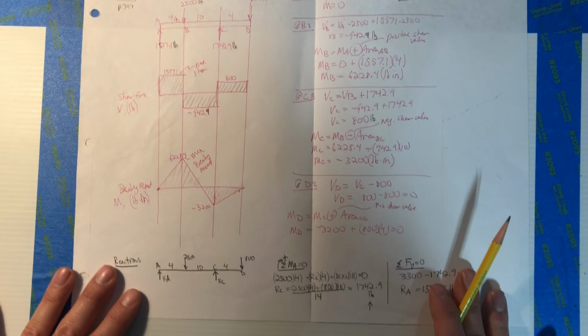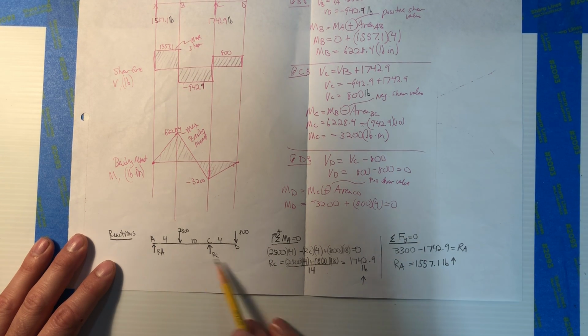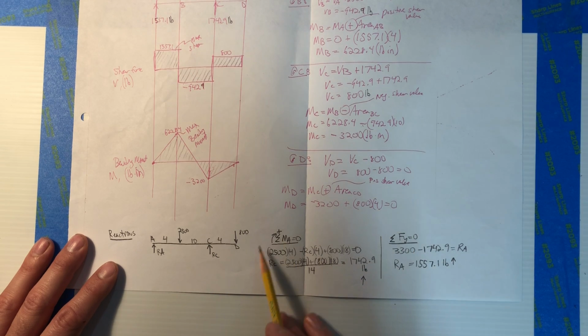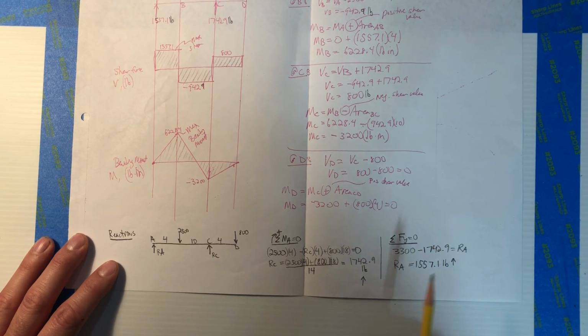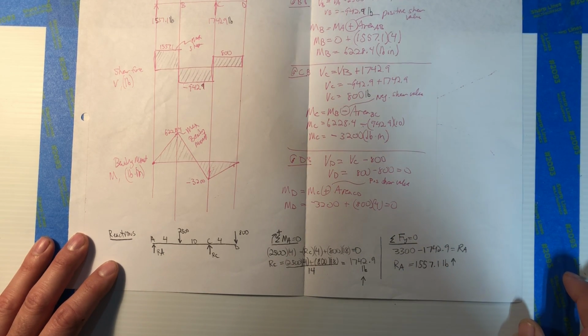Also, here are the reactions down below. We didn't know RA and RC, and once again, we found the reaction at A was 1557.1 and RC was 1742.9. It's important to get these right. In fact, it's vital. If this isn't in static equilibrium before you do this method, you will not get the right answer. No way, no how.